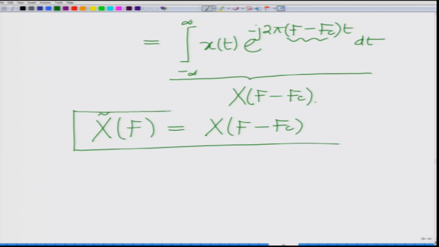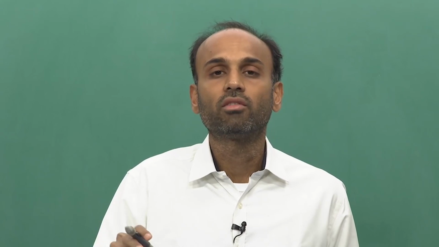This is a very interesting result, and since modulation is a very important aspect of any communication system, this principle is used very frequently. What we have seen is that x tilde f, the Fourier transform of the modulated signal, is x of f minus f c. That is, it is simply a shifted version of x f, shifted by f c.